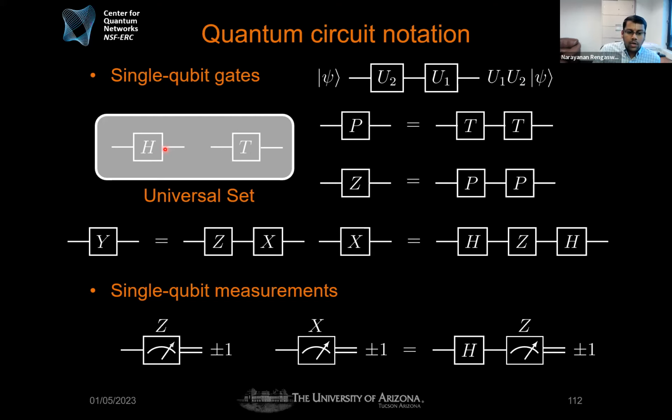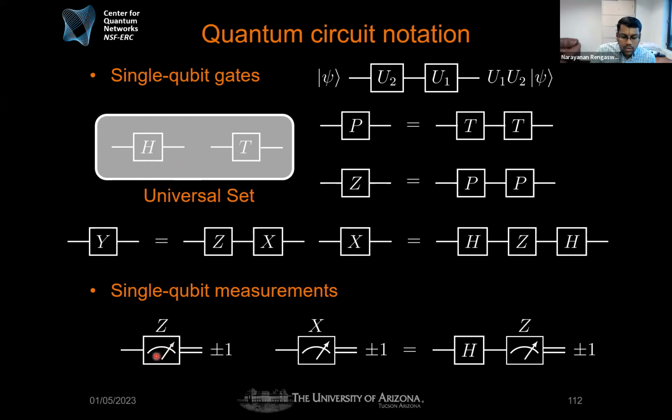Okay, so we have seen already that the Hadamard, Pauli matrices and the T gate form the universal set. In fact, you can get the Pauli matrices just using T and Hadamard. For example, if you apply T twice, you get the phase gate. If you apply the phase gate twice, you get the Pauli Z. Then if you sandwich the Z between Hadamards, you get X. And if you put the X and Z together, you get Y. So these are kind of like Legos, right? You can just put them together to get different unitaries.